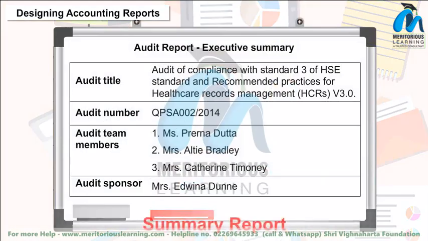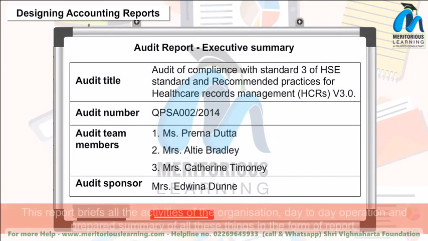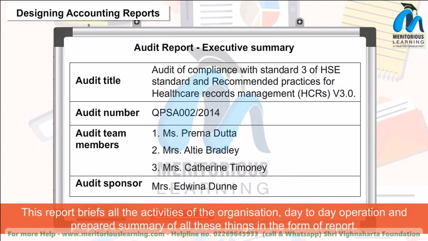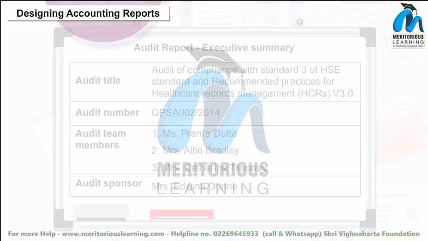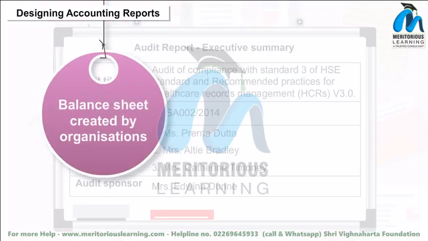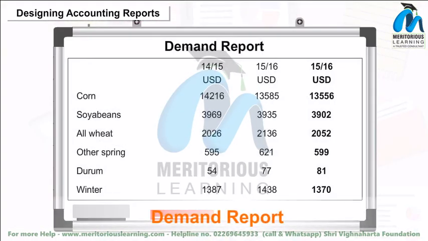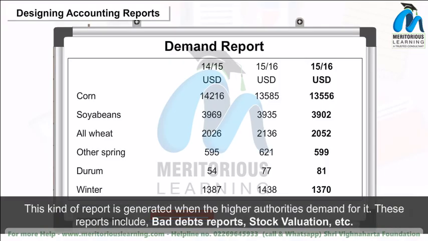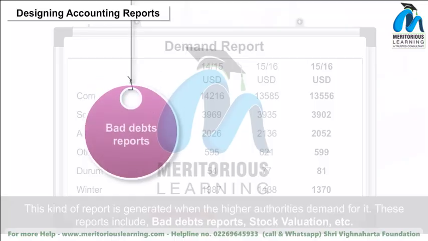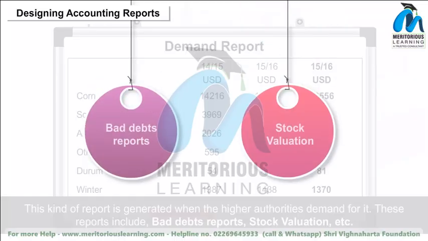1. Summary report. This report briefs all the activities of the organization, day-to-day operation, and prepares a summary of all these things in the form of a report. Examples are the balance sheet created by organizations or the profit and loss account. 2. Demand report. This kind of report is generated when the higher authorities demand it. These reports include bad debts reports, stock valuation, etc.